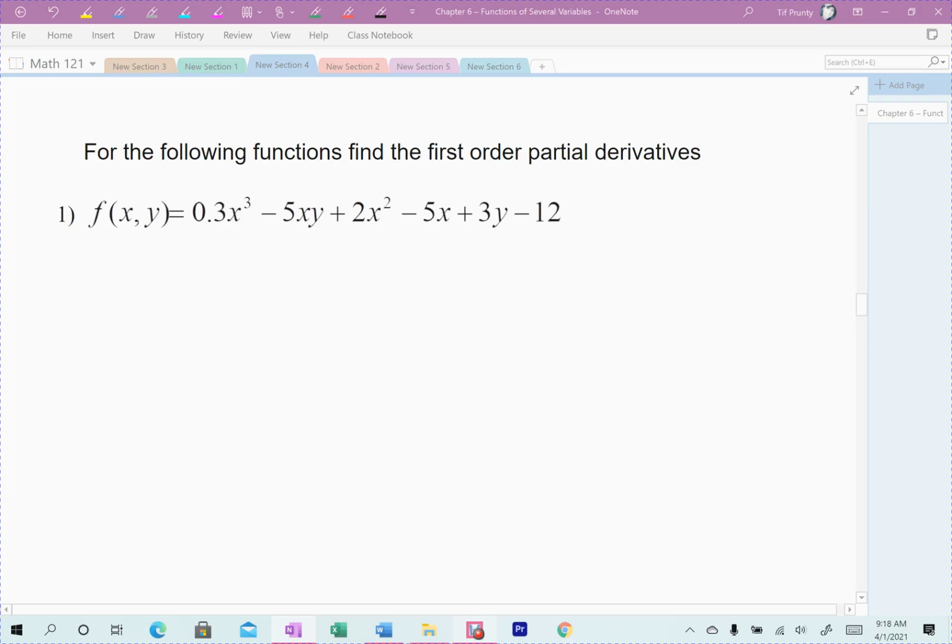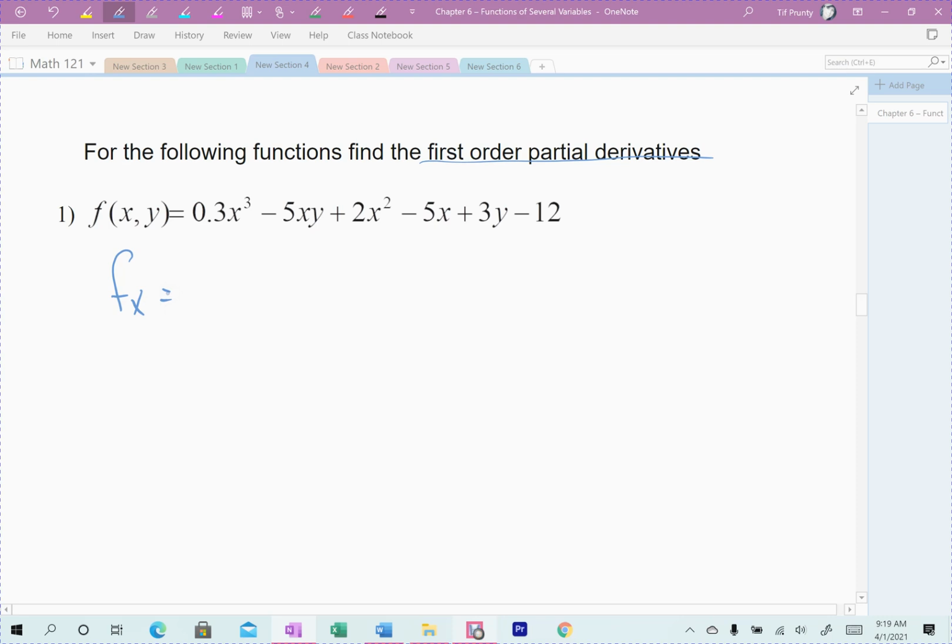Now we're just going to practice finding the first order partial derivatives with some different types of functions. All right, so the first function here is a polynomial type. It's a lot like the example that I did to start off. I want to find both, so I'm just going to use the function notation. I'll find f sub x, then I'll find f sub y.